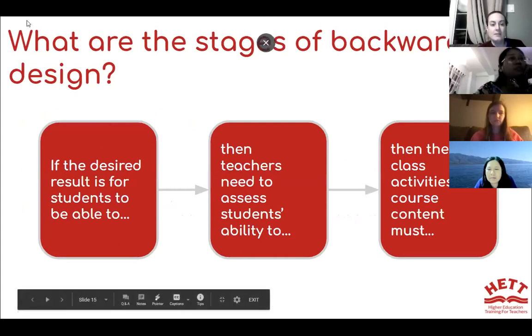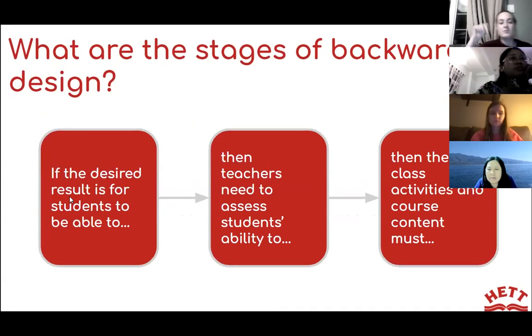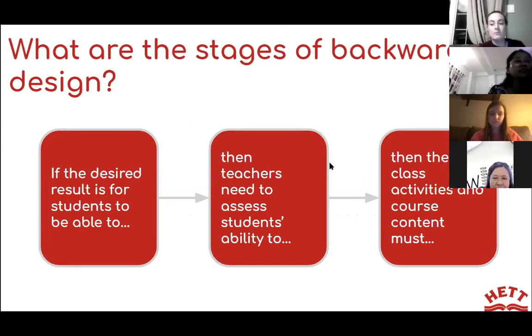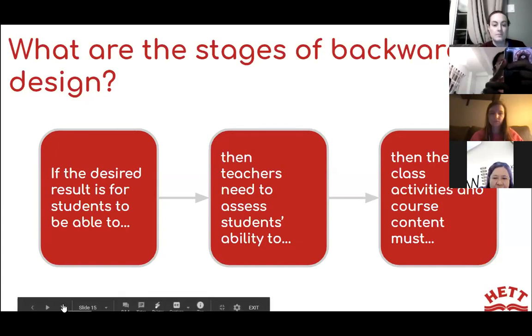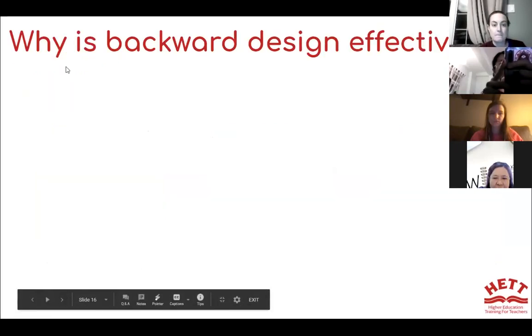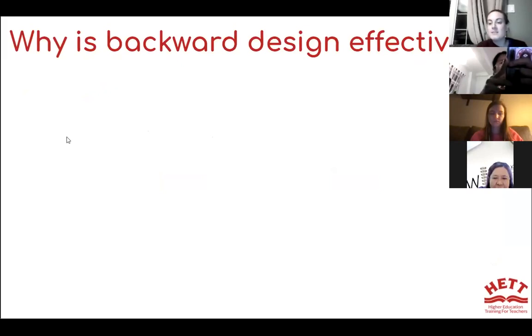So you can look at it this way. What will the students be able to do by the end of the course? This is the desired result. The teacher needs to assess students' abilities too. So how are you going to assess their ability by the end of that course or for that result? And then what activities and content must be used to reach that end goal? Why is backwards design effective?